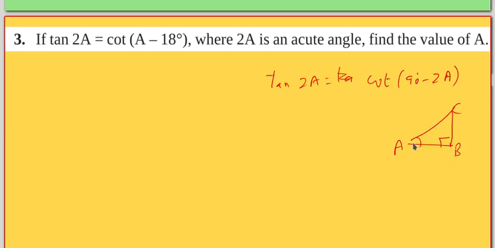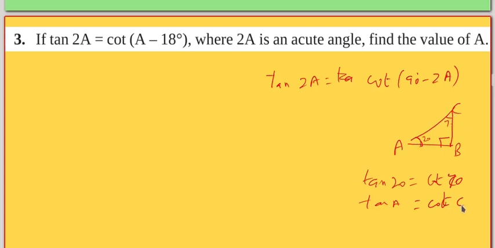So tan A equals cot C. If A is 20 degrees, then C is 70 degrees. So tan 20 equals cot C. For tan, the opposite function is cot, so tan 20 is cot 70. That means tan A equals cot C, we can say.